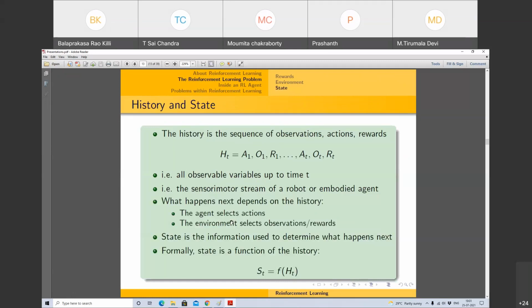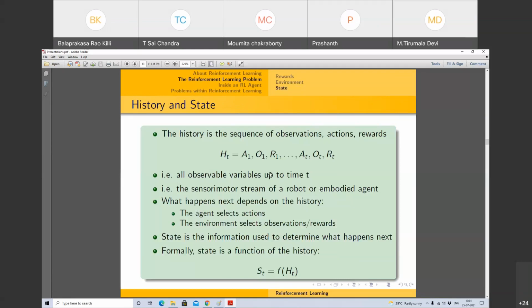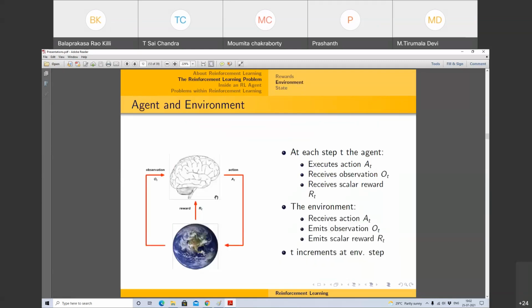At this point, let me introduce two important notions inside reinforcement learning, known as history and state. First we'll see what is history. History is the sequence of actions, observations, and rewards. What is the use of this history? By this time we should ask the question, how does this agent pick this action, right?